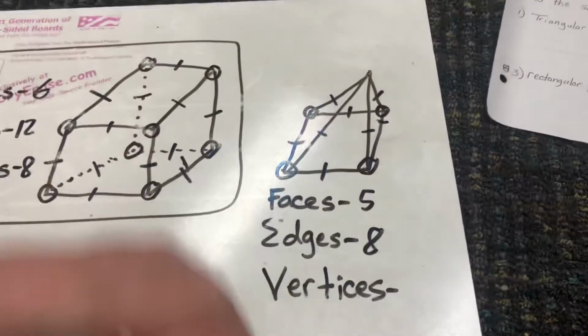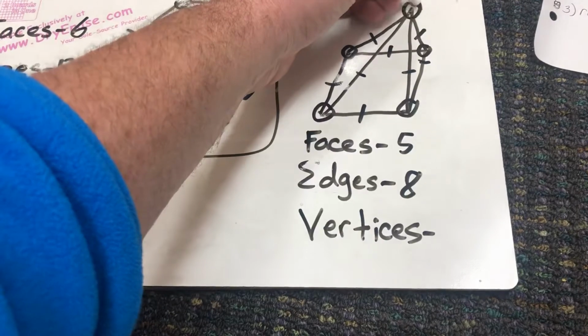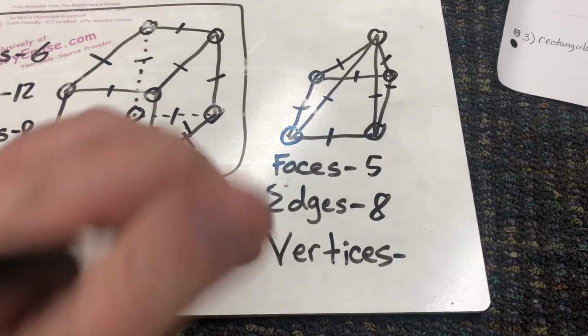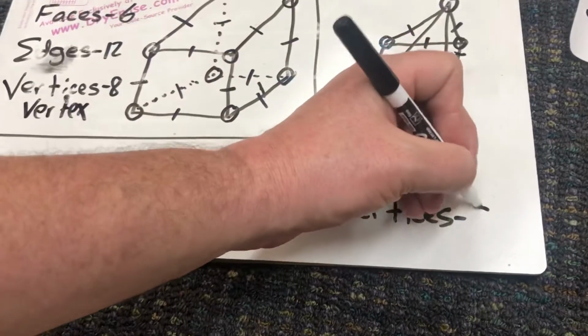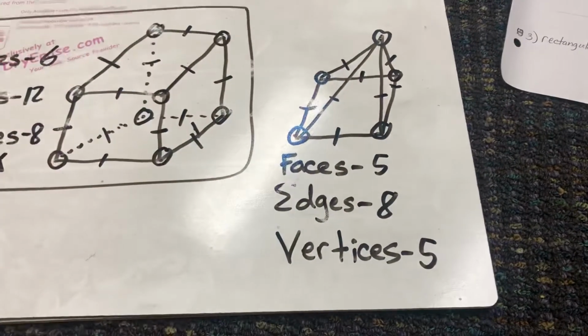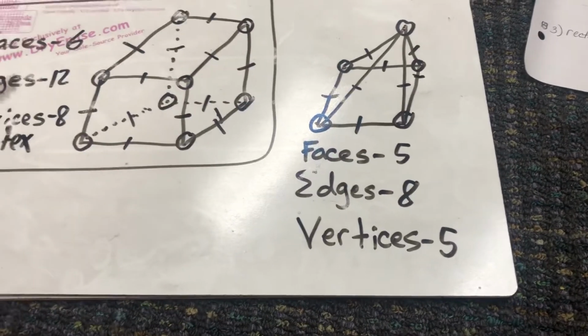That's going to give me 4. And then I've got a vertex here where all of my triangles meet at a point like a pyramid does. And so that's going to give me a total of 5 vertices, four at the base and one at the top. So that's the first part of what you're doing.